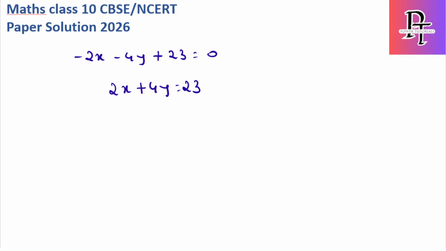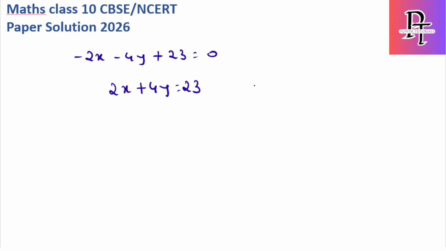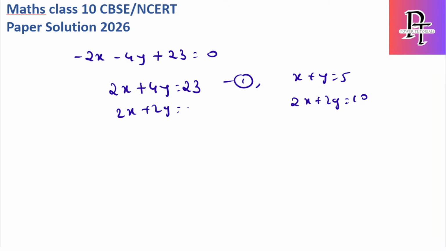Okay, now let's see. We have the second equation, which is x plus y is equal to 5. So mark it as 1. I'll just multiply by 2 so that I can cancel using the elimination method. So 2x plus 2y is equal to 10. If I subtract, 2x cancels, 4y minus 2y is 2y is equal to 13.